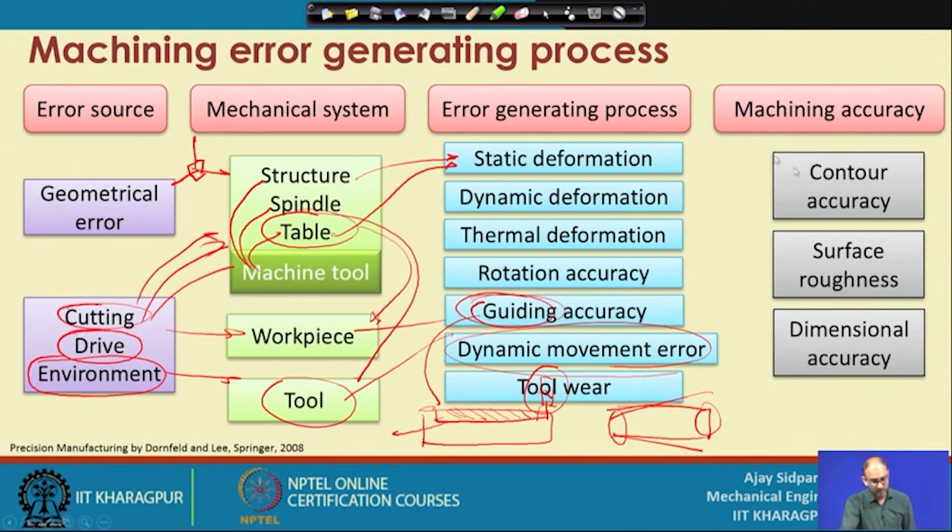Suppose the surface roughness is not exactly the requirement. You are getting the contour okay, and the dimensions are also acceptable. So, if you are getting a surface roughness problem, then you have to actually go back. Which parameter is affecting the surface roughness? So, you have to go in this direction.